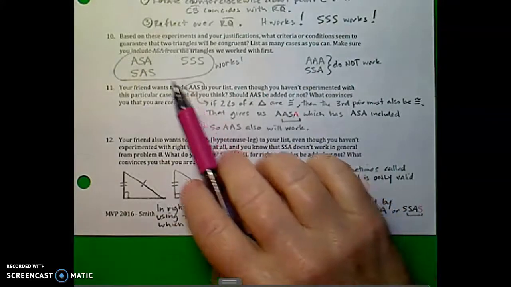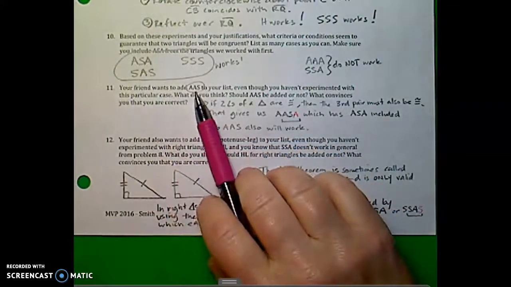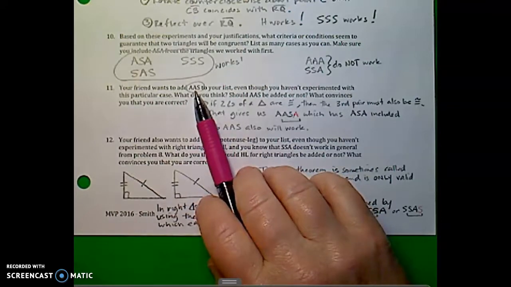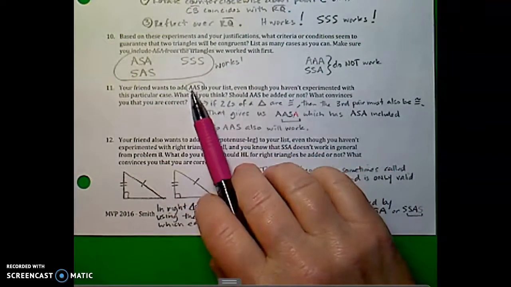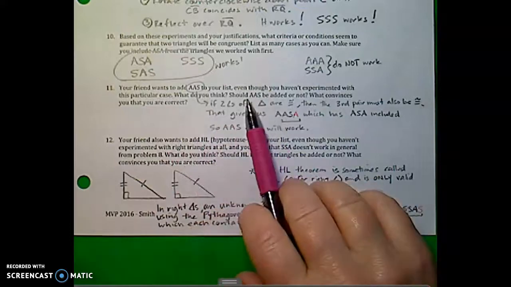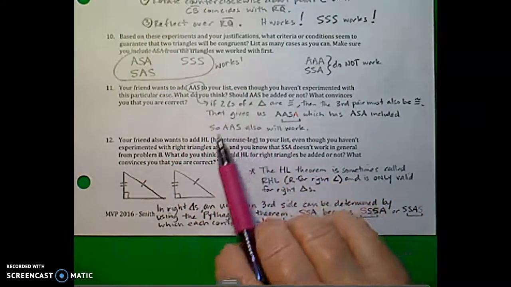Let's say you wanted to add another combination of these letters. How about angle, angle, side? So that would be an angle, the very next angle, walking around the triangle, and then the very next side. So two angles and then the following side. What do you think? Should we add that or not?